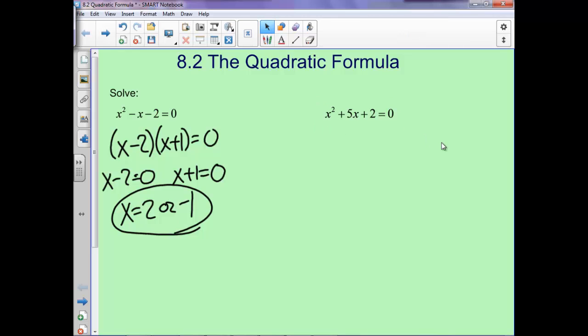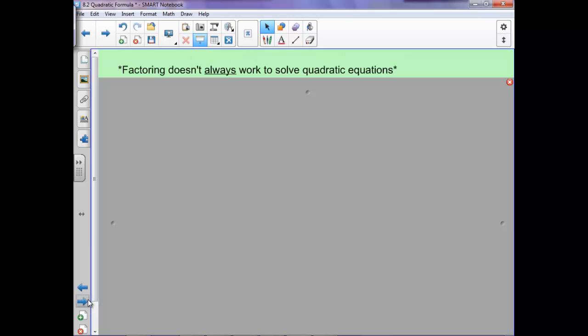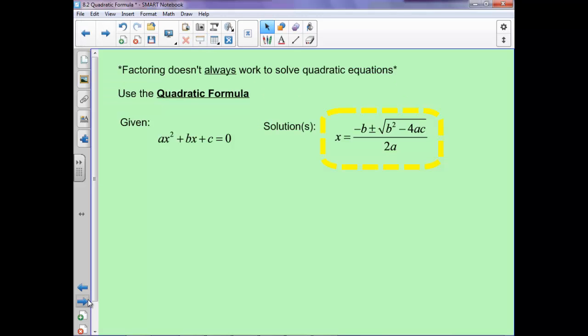When we try to factor this one, we would need two numbers that multiply to 2 but add to 5. Well, there aren't any. This would be a prime. And so we don't know how to solve them if they're equal to 0 and we need to solve, but we can't factor. So what that means is factoring isn't always going to work to solve these quadratic equations. So what we can do is use our quadratic formula.